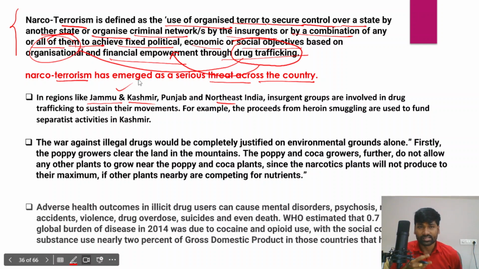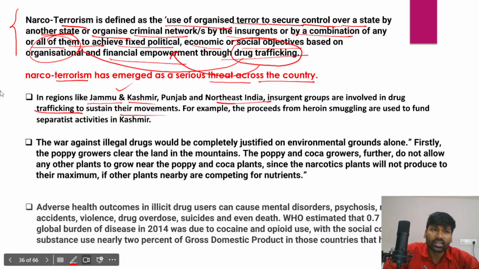In Jammu and Kashmir there are certain militant groups or organizations. In the northeastern part of India, the insurgent groups are very often involved in drug trafficking to sustain their movements. There is a lot of global demand for drugs, and a huge domestic demand as well. Because of such huge demand, these groups earn a lot of revenue through illegal drug trafficking, and that revenue is used to fund terrorist activities by these organizations.